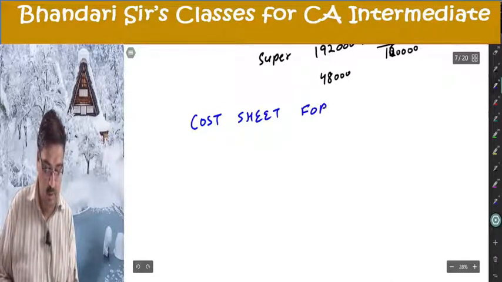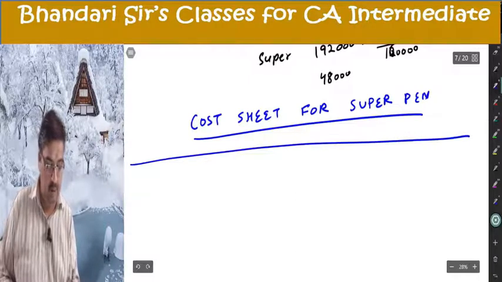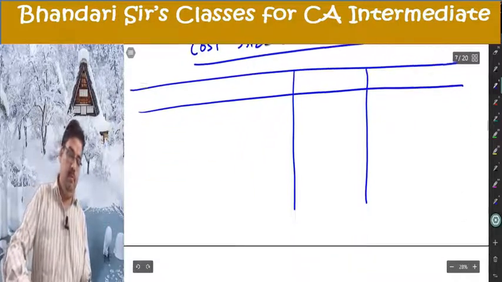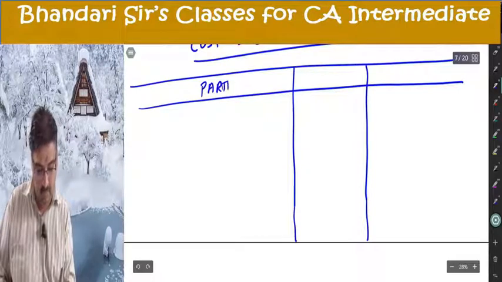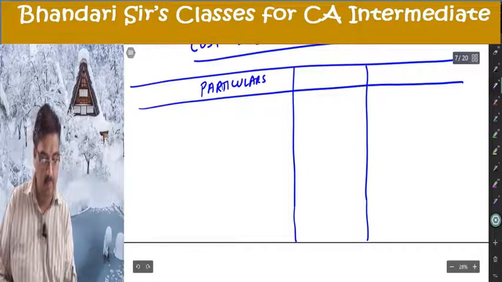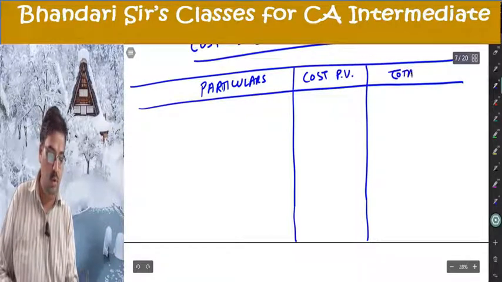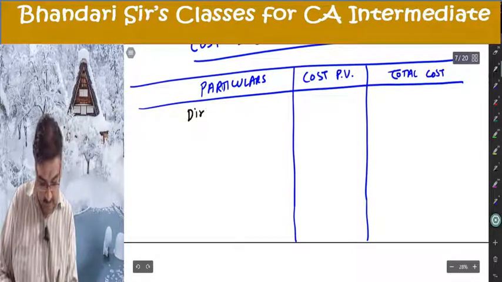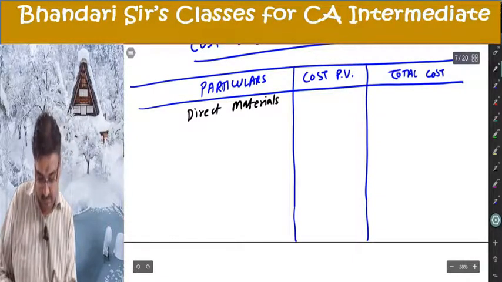Cost sheet for super pen. I'll make 3 columns. First column is for particulars, then cost per unit, then total cost. Start with direct materials.